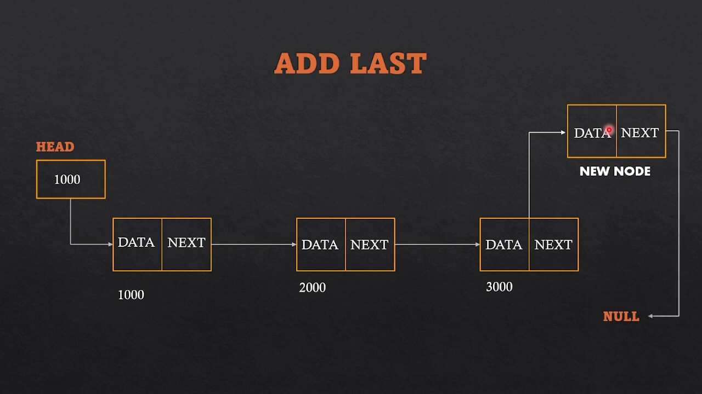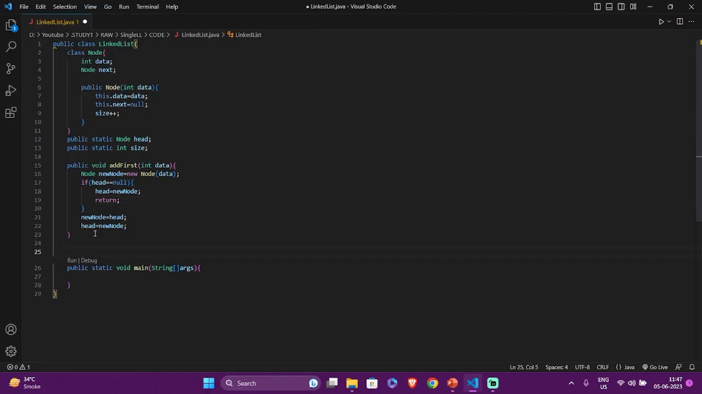Also, I want to tell you one thing. As we make a head, people usually also make a tail to keep track of the last node. This just makes things easy. The tail part, I think you can do on your own once you learn all this. So I would tell you, just give it a try. Okay, so back to the coding again.